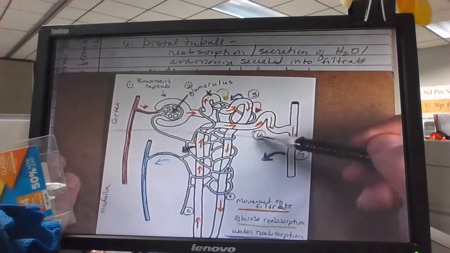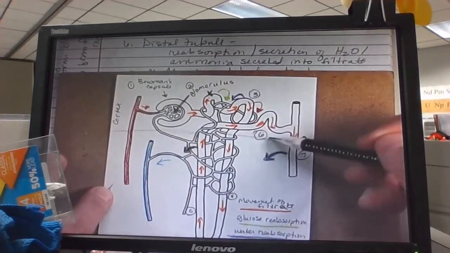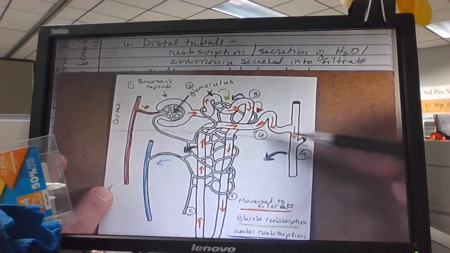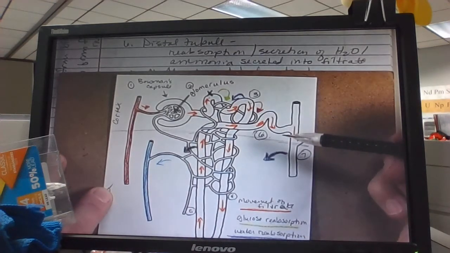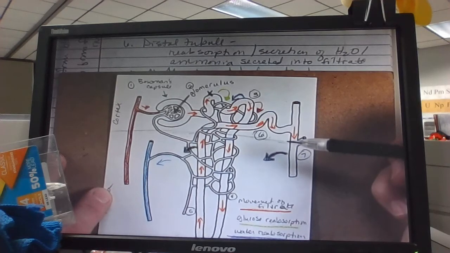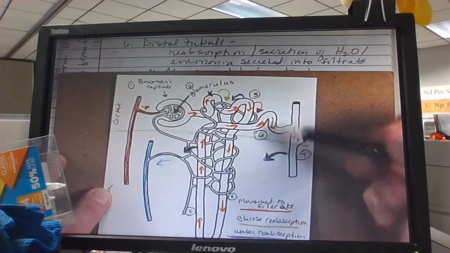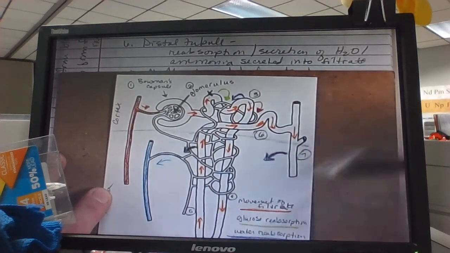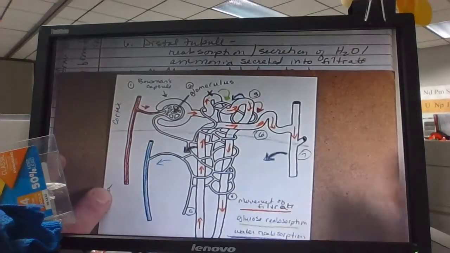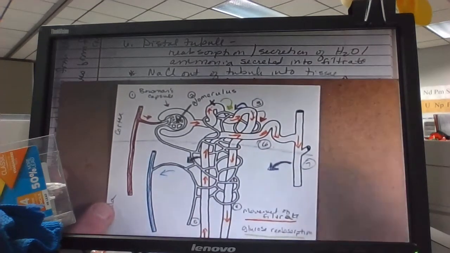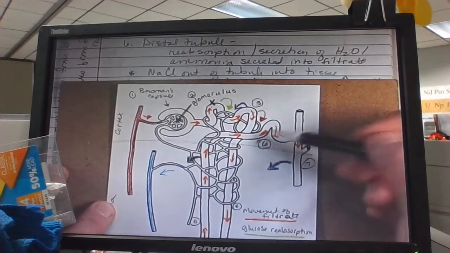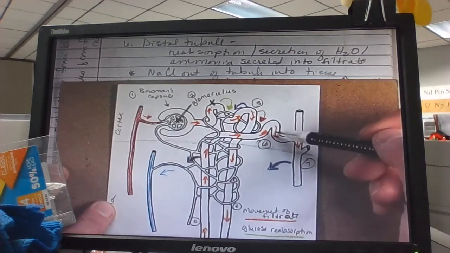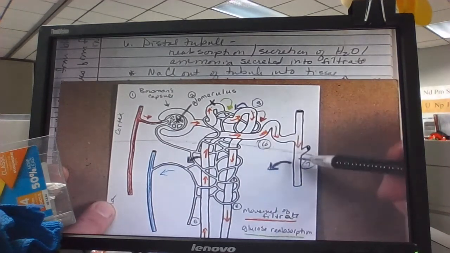Okay. Number 6, distal tubule is this area right here. We have reabsorption and secretion of water. Ammonia is going to be secreted into the filtrate. Any water that we still need is going to be reabsorbed. Sodium chloride and solutes are going to move out of the tubule into this surrounding tissue.